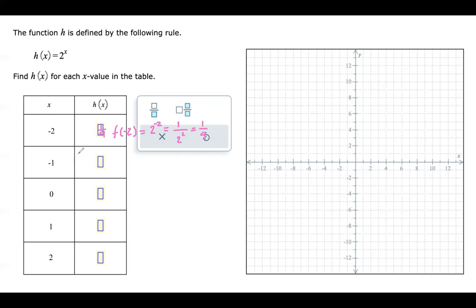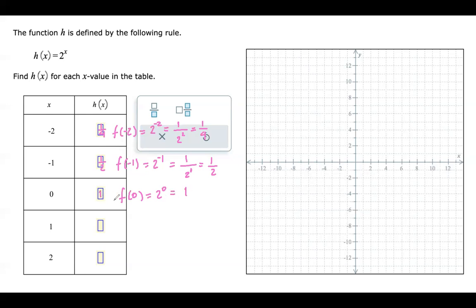Then if you use -1, you're going to do the same, f of -1. Now, -1 will end up as the exponent. And because of laws of exponents, this is equivalent to 2 raised to the power of 1, or 1/2. So that next value is 1/2. Next, we have f of 0. So that is 2 raised to the power of 0. Any expression raised to the power of 0 will be equal to 1.